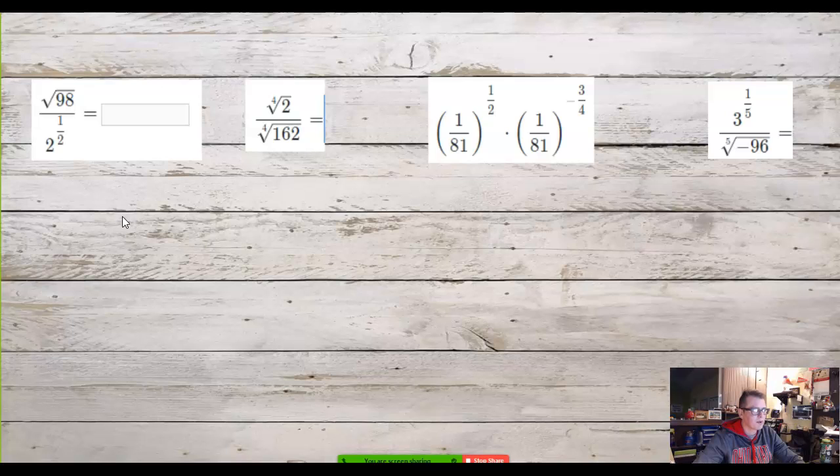We are going to try to remember what we do with these things. So the first one and the last one are probably the most awkward here. With radical 98 divided by 2 to the 1/2, what would we actually do there? Anyone want to unmute and help me out? You can just unmute and start talking.